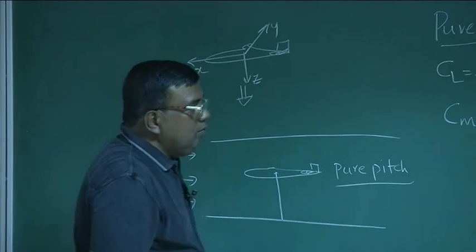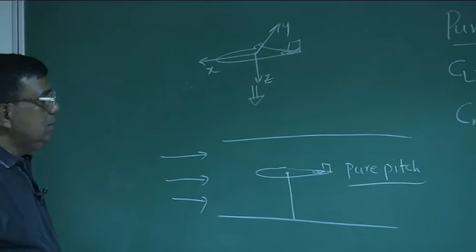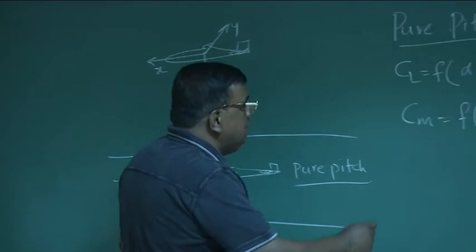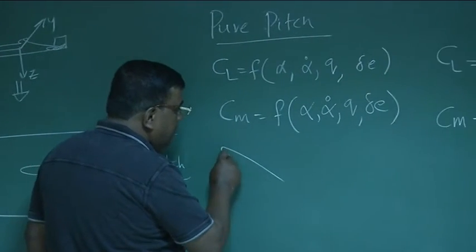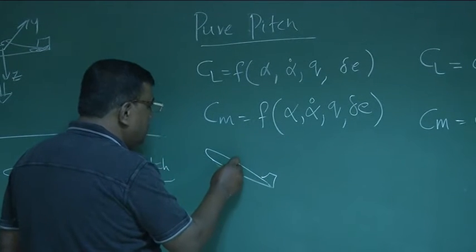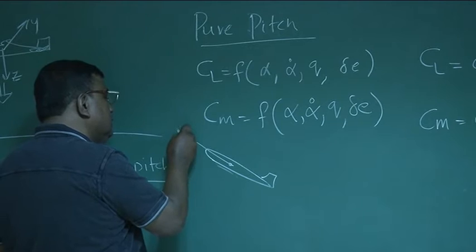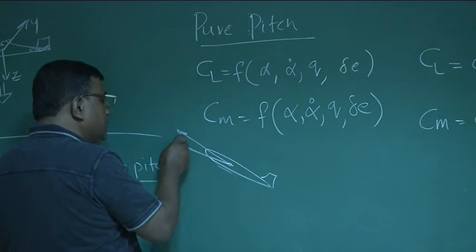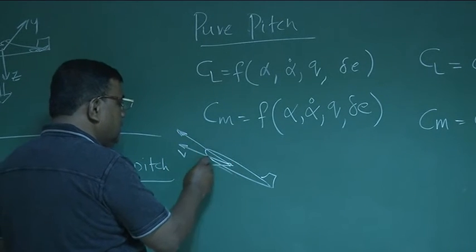Let us see what this means practically. Remember, if this is the airplane, we define this as our axis, and let's say this is the velocity vector and this is the horizontal.